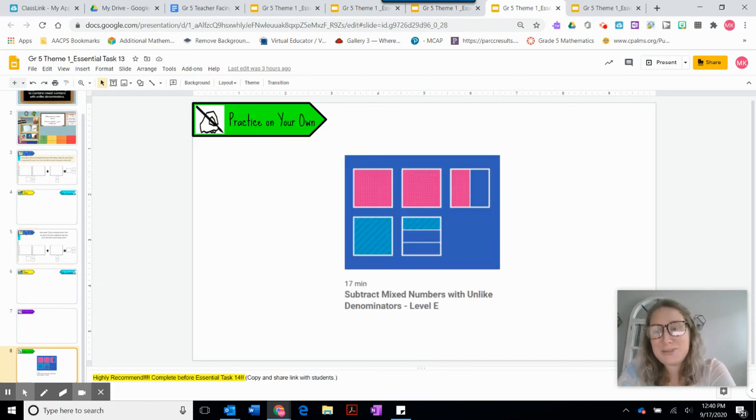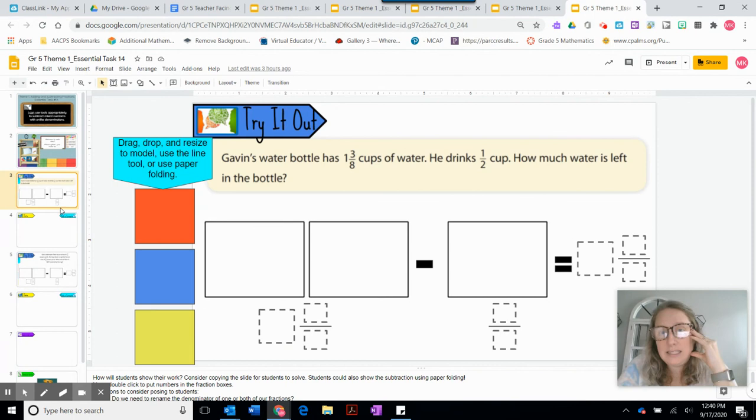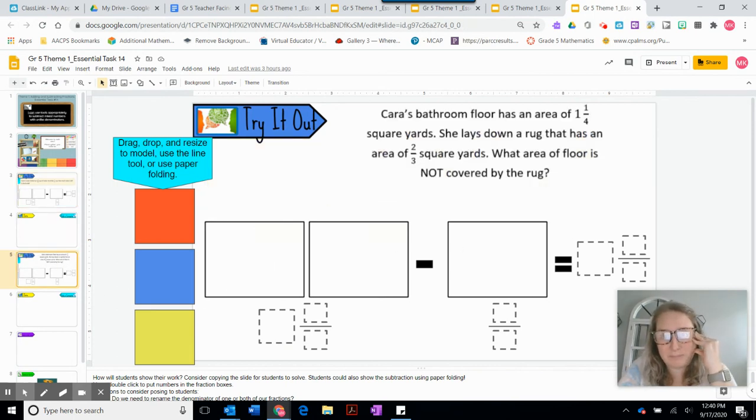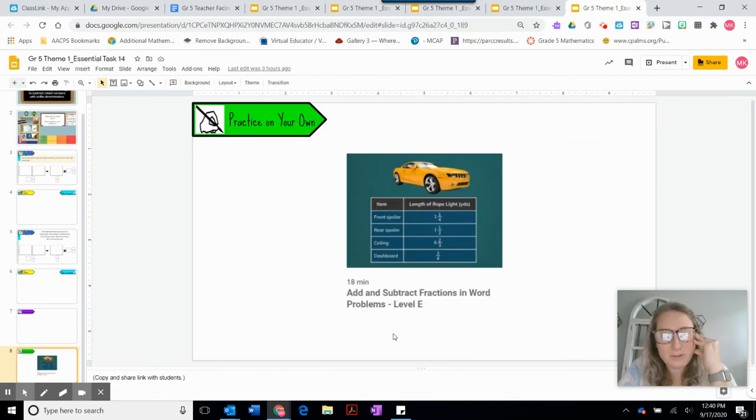We're going to dive into subtracting mixed numbers. They can go to Essential Task 14 after watching that or after participating in that video. Same strategies here for subtraction. The last Ready Common Core video that you'll see is add and subtract fractions and word problems. So great interactive video for students to complete.